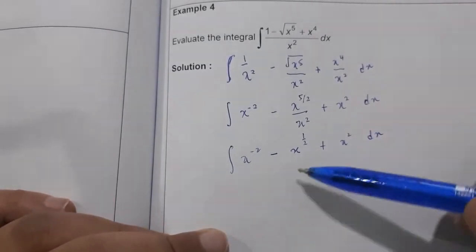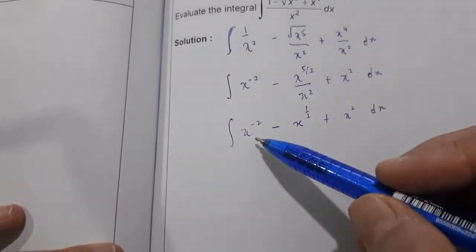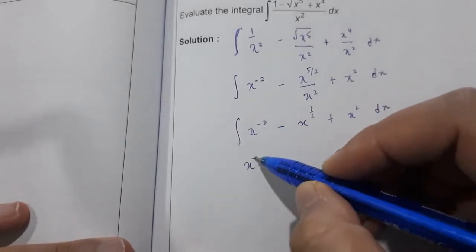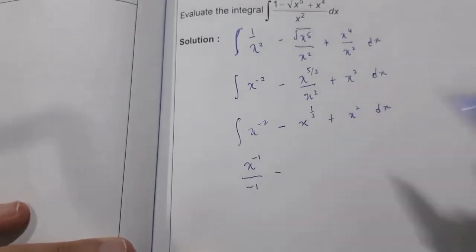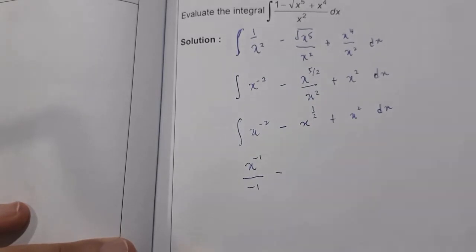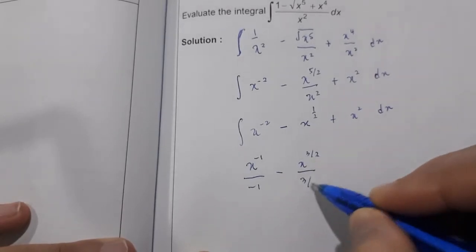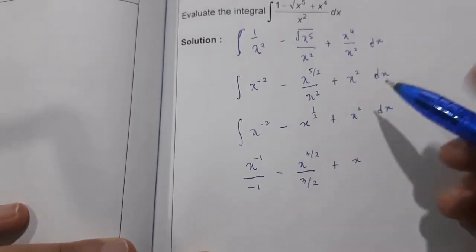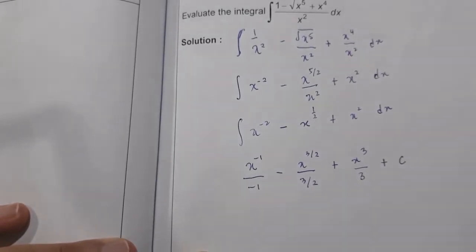Now as all the terms are separated and simplified, we can integrate one by one. Integrate x power negative 2: negative 2 plus 1, negative 1, over negative 1. Minus, 1 over 2 plus 1 is 3 over 2, so x power 3 over 2 over 3 over 2. Plus, 2 plus 1, so x power 3 over 3, and do not forget plus c.